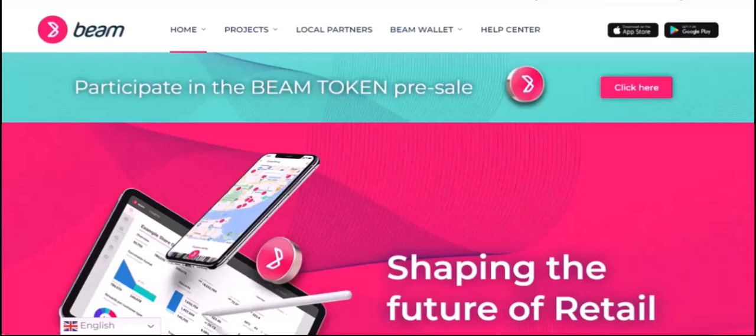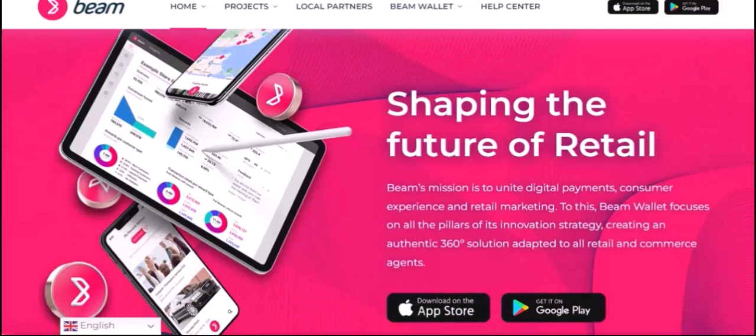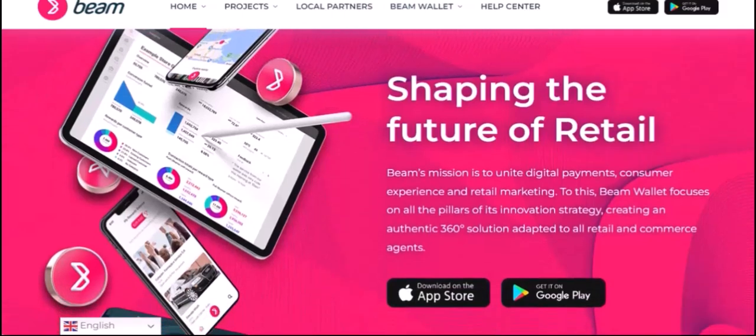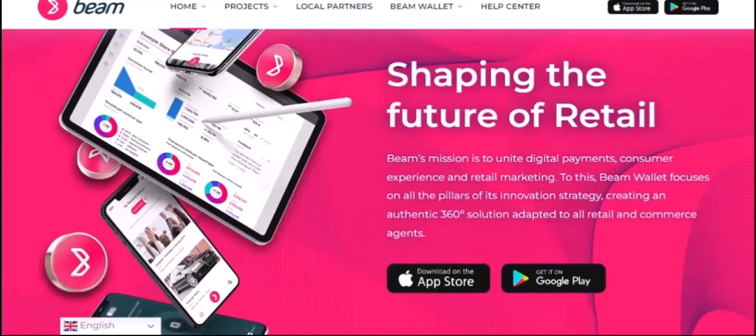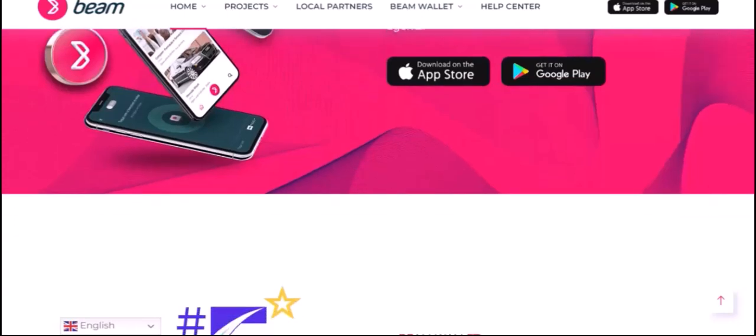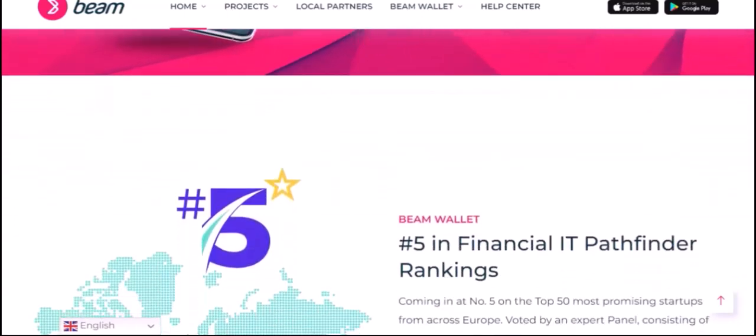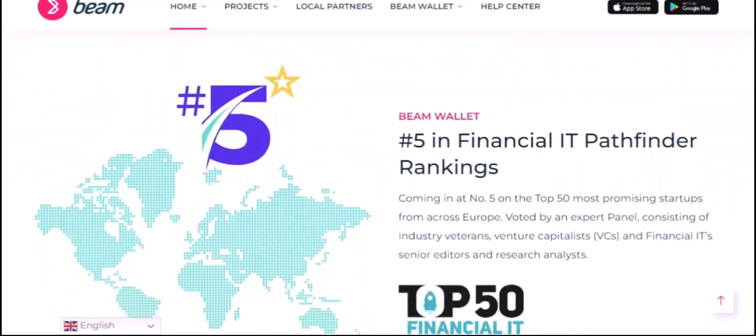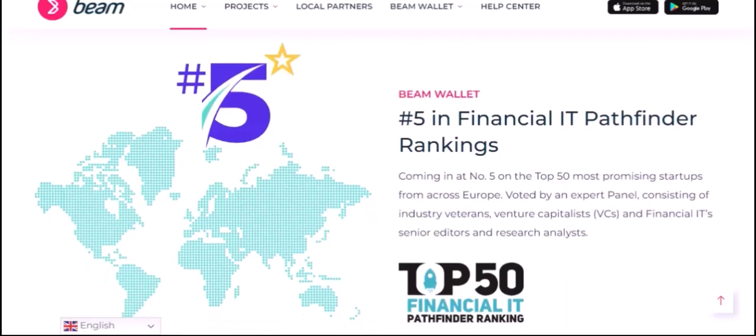While this level of privacy offers numerous benefits, it also presents unique challenges, particularly when it comes to reversing transactions. The core question, can you reverse a Beam wallet payment? Unfortunately, the short answer is no. Once a Beam wallet transaction is confirmed on the blockchain, it cannot be reversed. This is a fundamental principle of blockchain technology. Transactions are immutable.